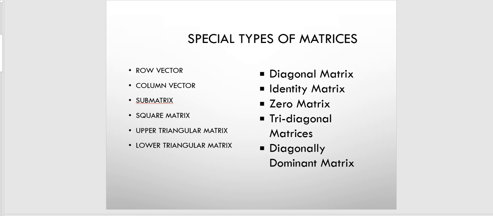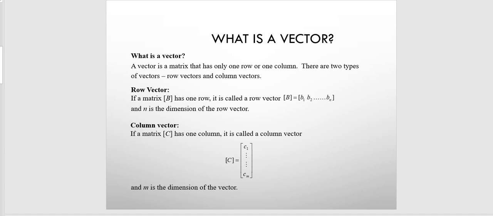That way. There are some special types of matrices we will be reviewing. That is a row matrix, row vector, column vector, submatrix, square matrix, upper triangular, lower triangular. This one is important, diagonal matrix. There's an identity, there's a zero, tridiagonal matrix and diagonally dominant matrix. We'll come to them one by one.